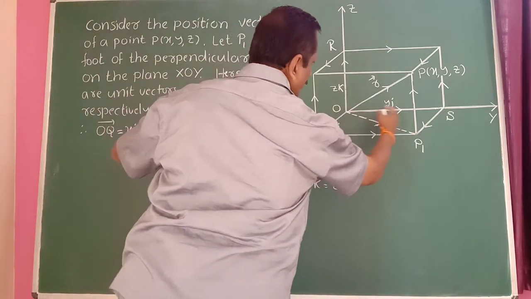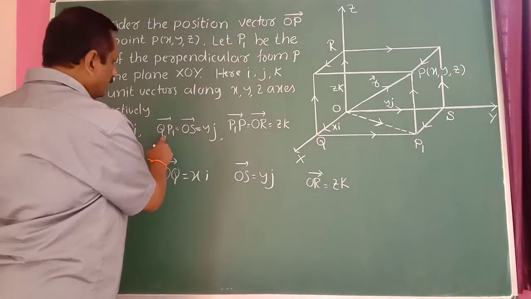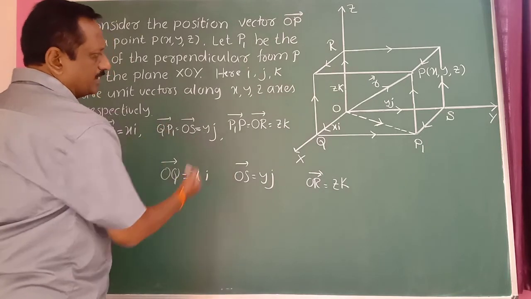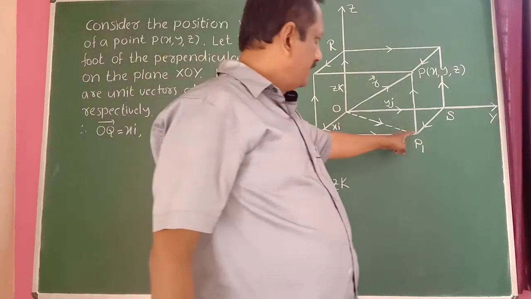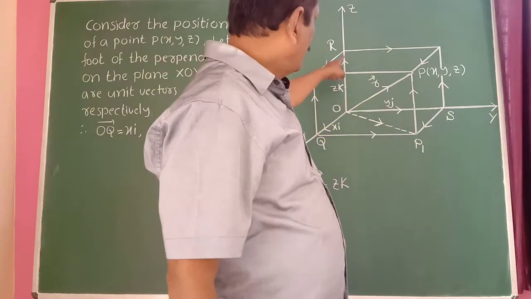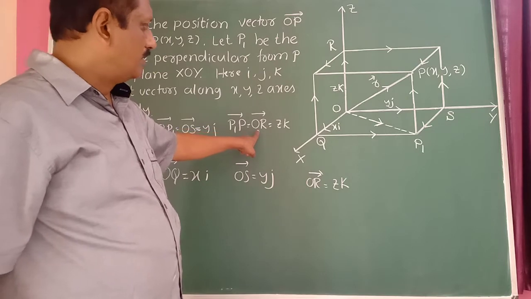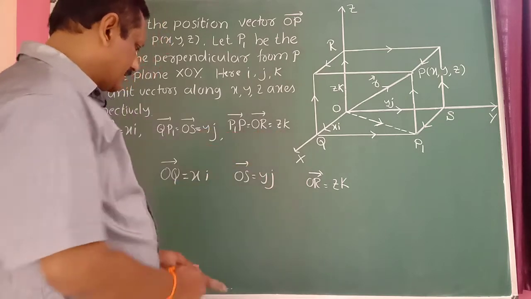QP1 is parallel to OS here. Yes, QP1 bar is equal to OS bar, which is yj. Then P1P is parallel to OR here. Yes, P1P bar is equal to the vector OR bar, which is zk.